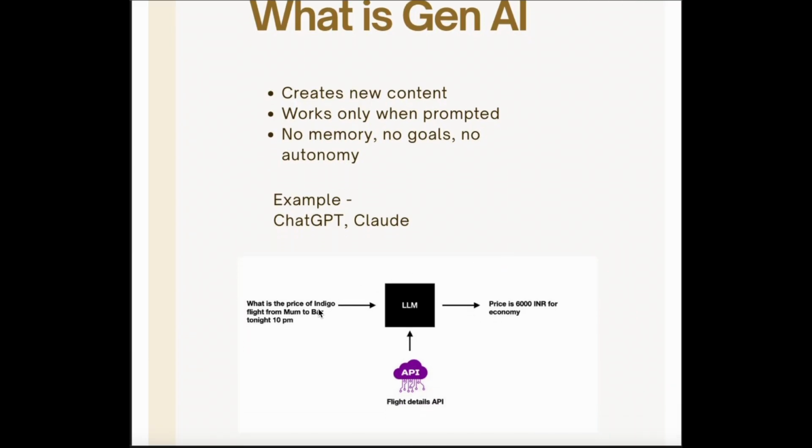I have explained here with a simple example. Suppose we have an LLM, which is the core part of Gen AI. If we ask it what's the price of an Indigo flight from Mumbai to Bangalore tonight at 10 p.m., it just goes and talks to the flight details API and gives us the output saying it is 6000 INR. As I've mentioned here, it has no memory, no goals, and no autonomy. It just does whatever you ask based on whatever APIs it has access to.